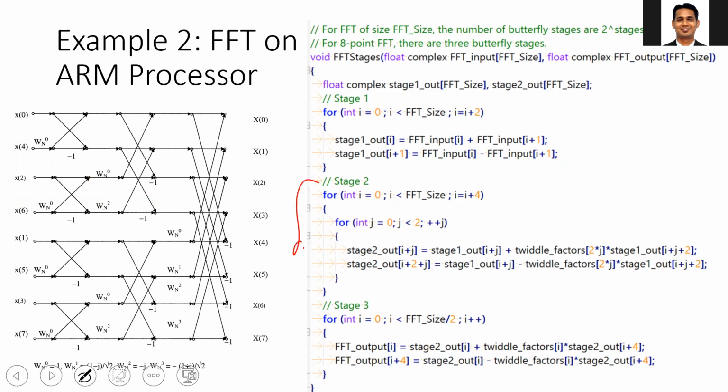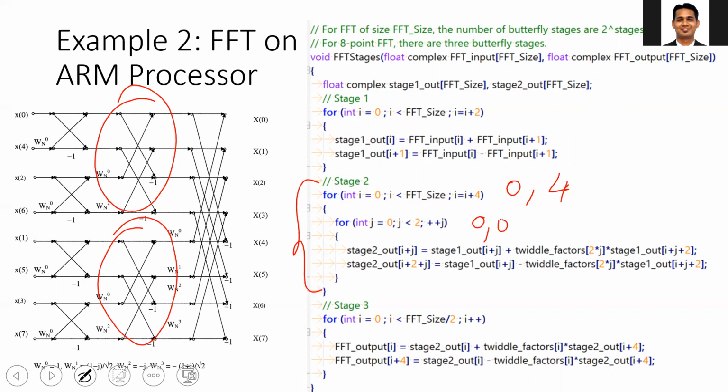Now in the second stage, you have 2 for loops. One is I is equal to 0 to I is equal to 4. So this will be 0 and this will be 4, so it will be implemented 2 times: this part and the second part. When I is equal to 0, you will have j is equal to 0, and then you will calculate the corresponding output.